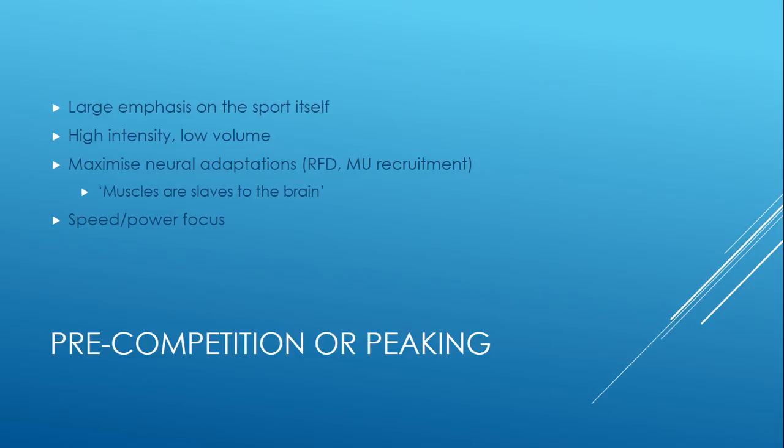What we want to do is focus on speed and power development during this stage. We want to maximize our neural adaptations. So this is going to be our rate of force development and muscle unit recruitment. They're just a couple of examples, but basically what we want is to ensure that those big powerful muscles that we built earlier in the season are now working at peak performance. Muscles are slaves to the brain.